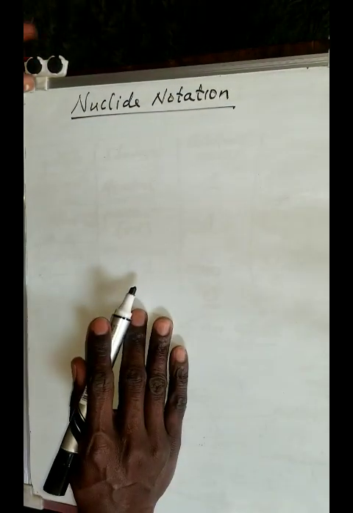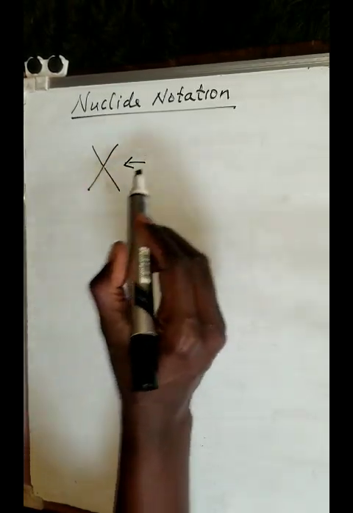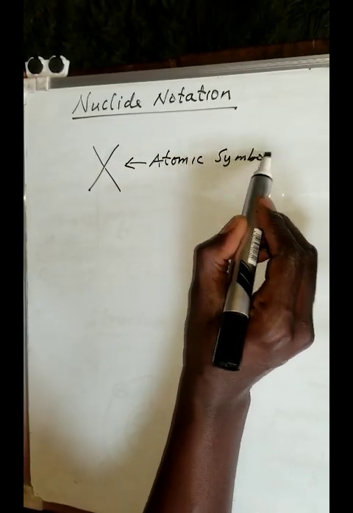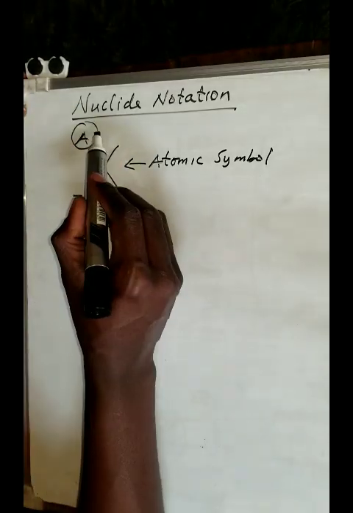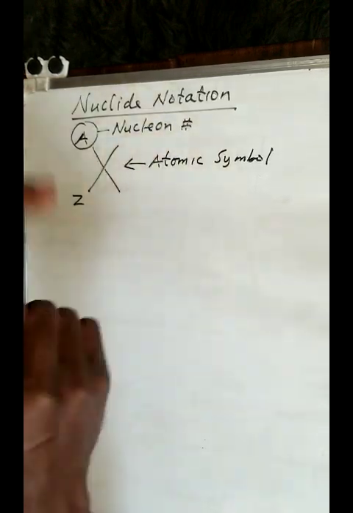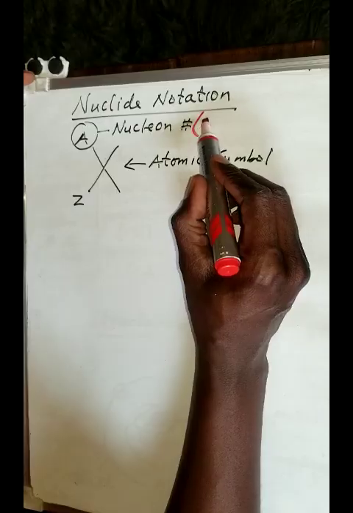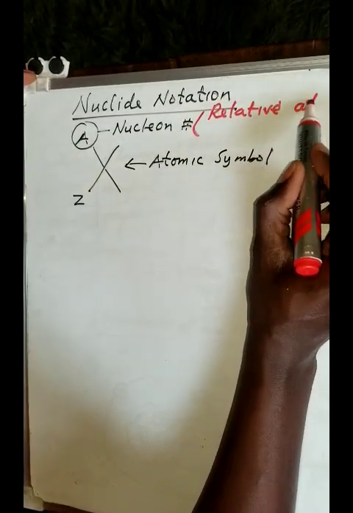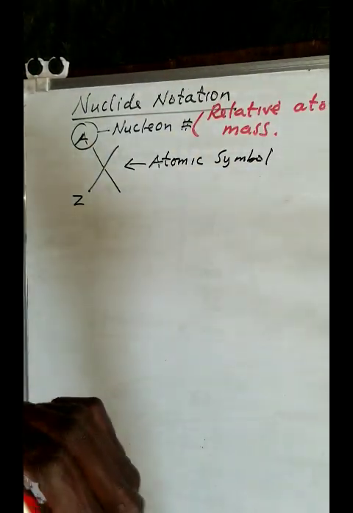The nuclide notation is simply a notation that shows the symbol of an element, which we simply call the atomic symbol. Then it also shows, remember, our A there is representing the nucleon number, and the nucleon number is sometimes known as the mass number. Sometimes when you go on the periodic table, they'll call it the relative atomic mass, which is abbreviated as just the mass number.